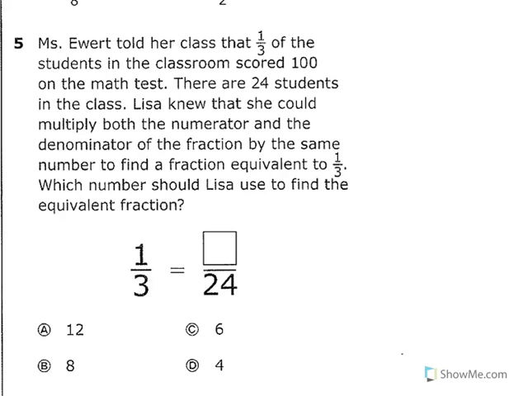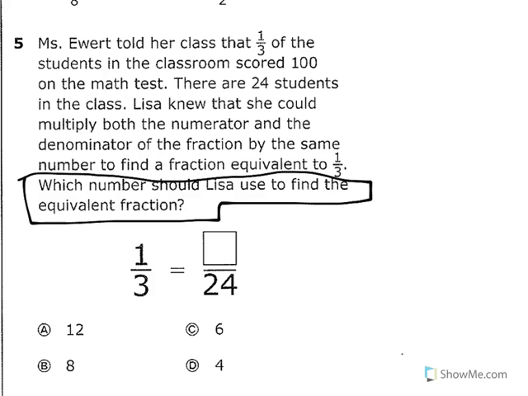Question number 5. Mrs. Ewart told her class that 1/3 of the students in the classroom scored 100 on the math test. There were 24 students in the class. Lisa knew that she could multiply both the numerator and the denominator of the fraction by the same number to find the fraction equivalent to 1/3. Which number should Lisa use to find the equivalent fraction? Box that in. Read it one more time. Which number should Lisa use to find the equivalent fraction?